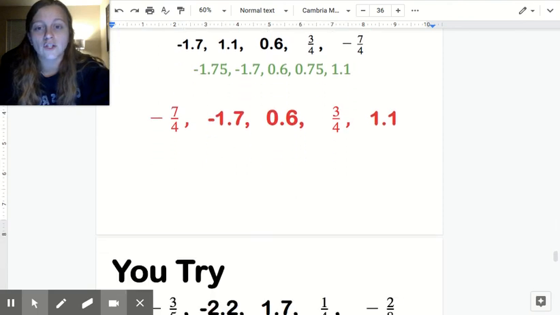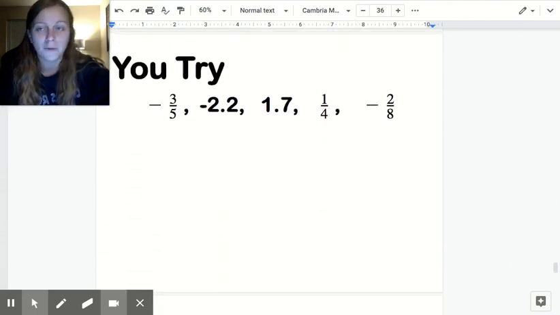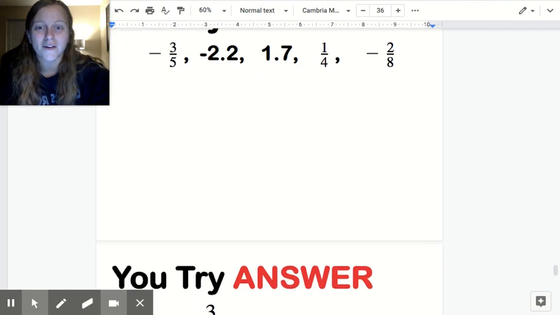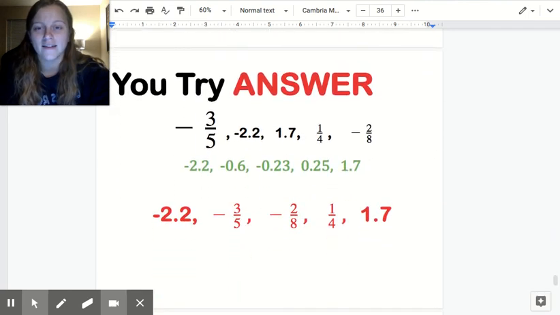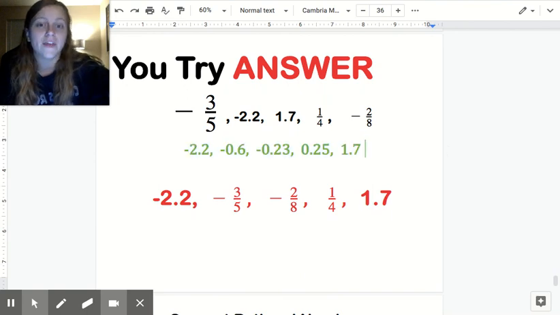Let's go ahead and you try another one. Press pause on the video and try it in your notebook now. All right, here's the answer for that guy. Again, I ordered my decimals first, and then I rewrote them back in their fraction form if I needed to.